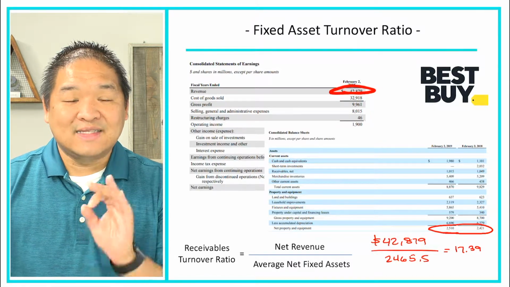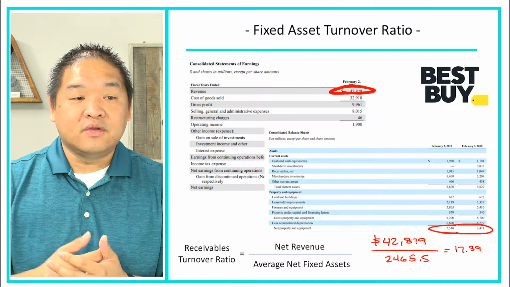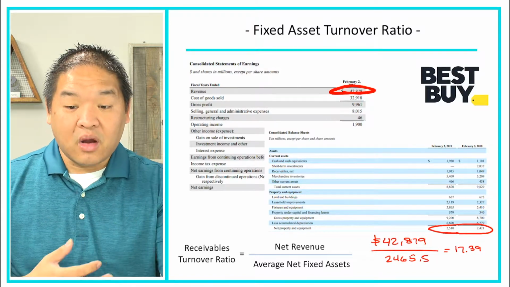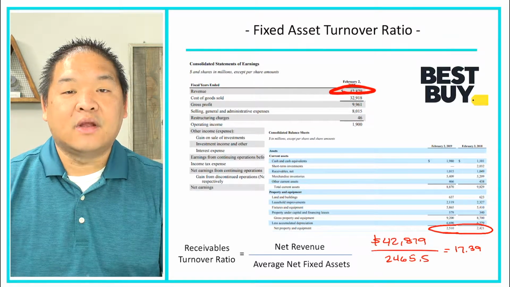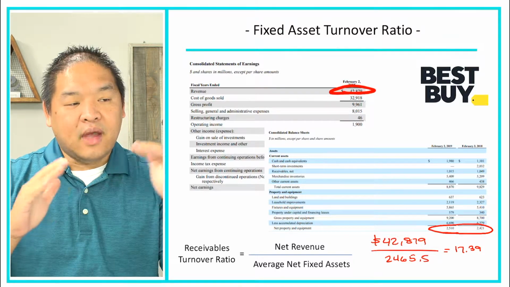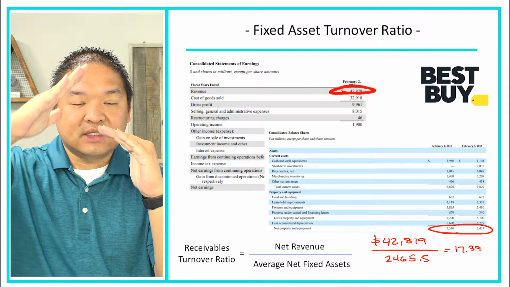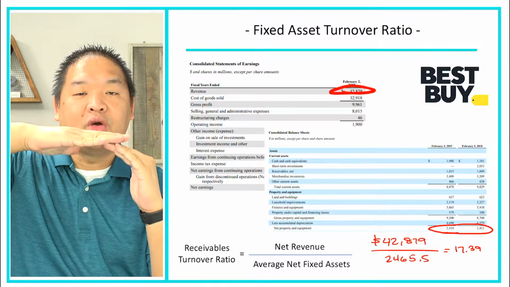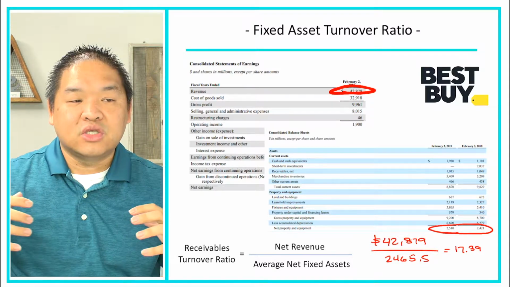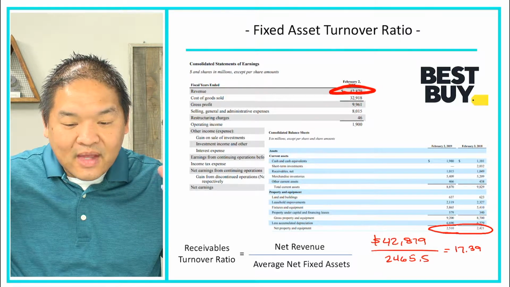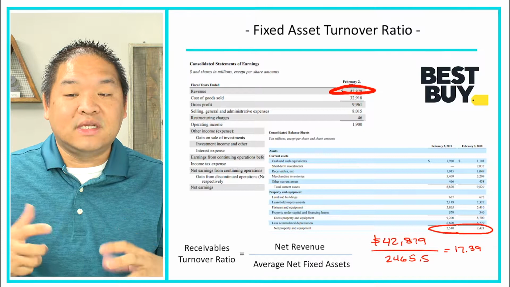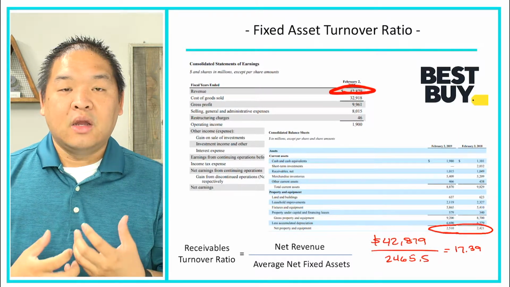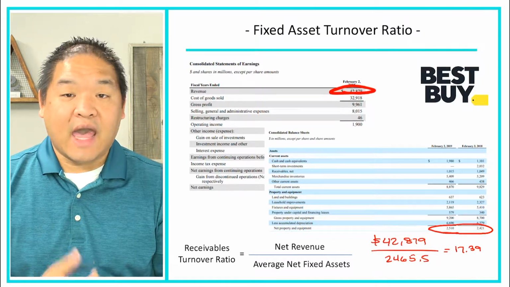Now, this is not to say that, hey, we want more revenue, so let's go ahead and spend more on fixed assets to generate more revenue. Because if we did that, there is a plateau where, as much as we want to spend, sales are going to stay flat. So it's important to know that we shouldn't always think that this is the way that we generate revenue, because it's not. But this is a great way of seeing how efficient we are with the usage of our fixed assets.